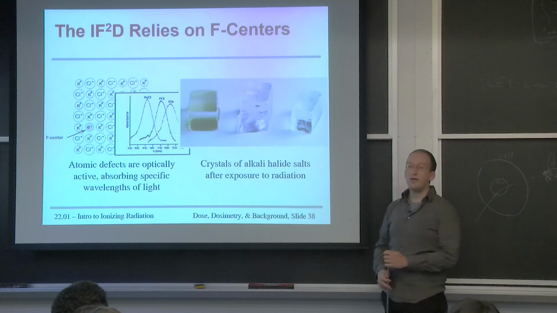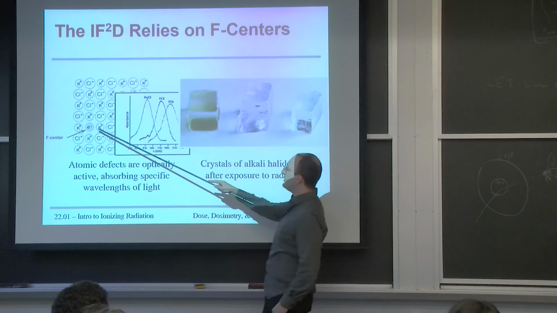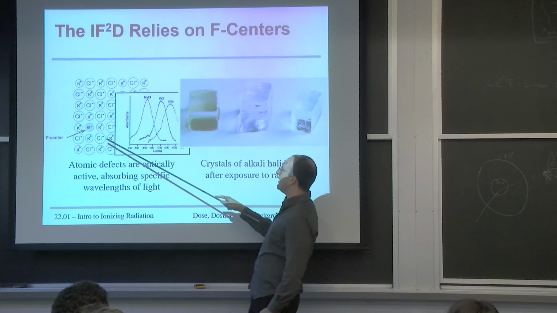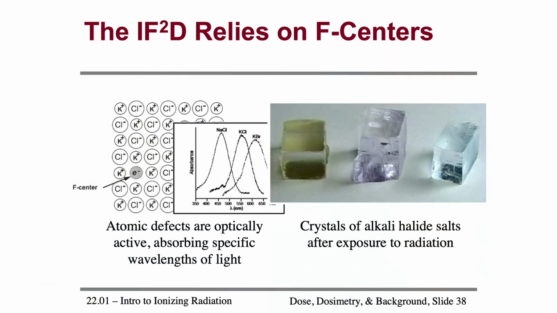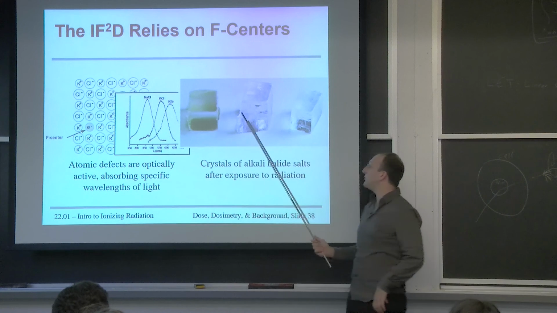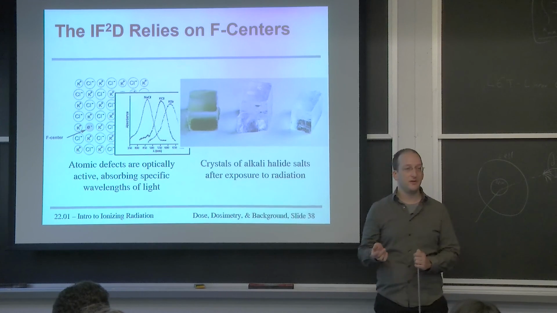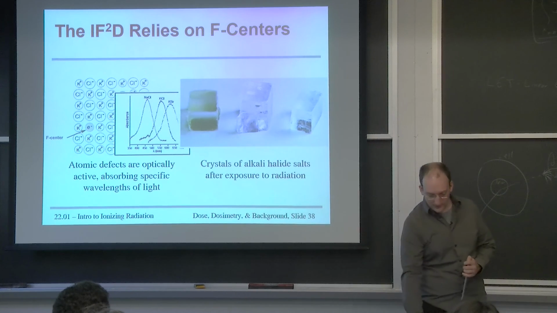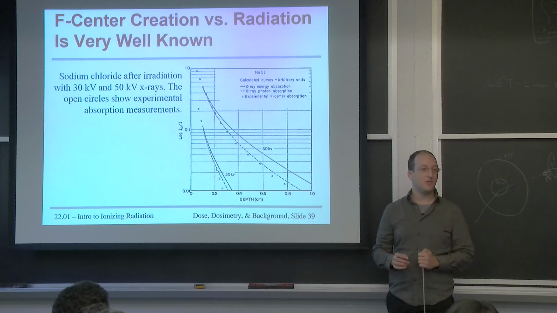When you irradiate ionic materials, they change color. These defects produced by, let's say, blasting out a chlorine ion or a sodium or potassium ion are optically active because you get differing regions of electron density and you absorb certain wavelengths of light, changing their color. If you then send calibrated light through it, you can tell what happened, how much dose there was. And F-center creation versus radiation is extremely well known.